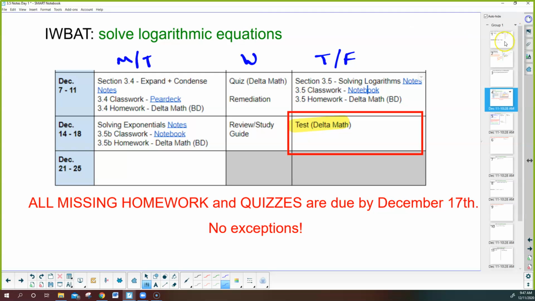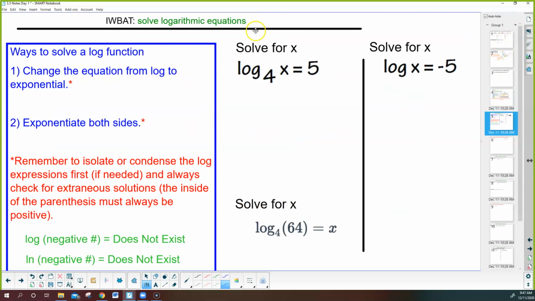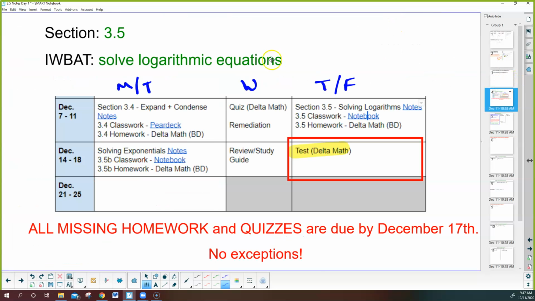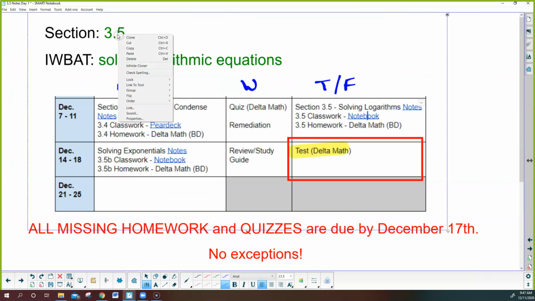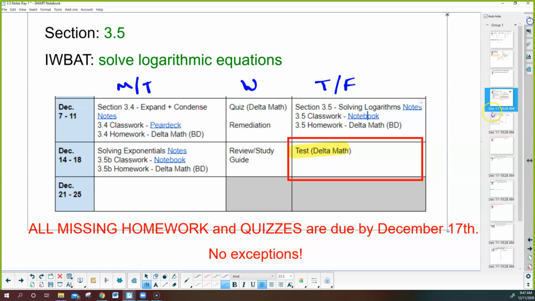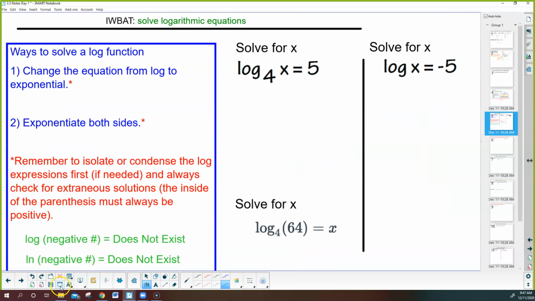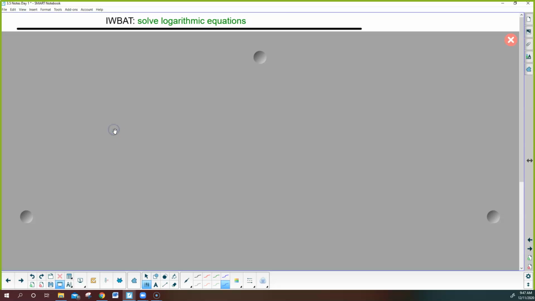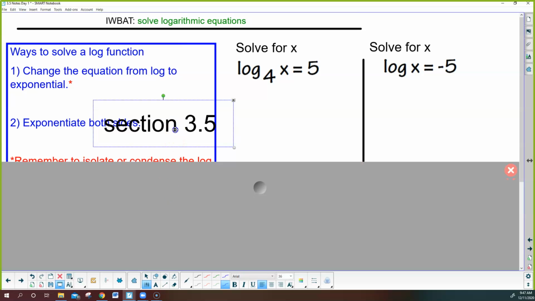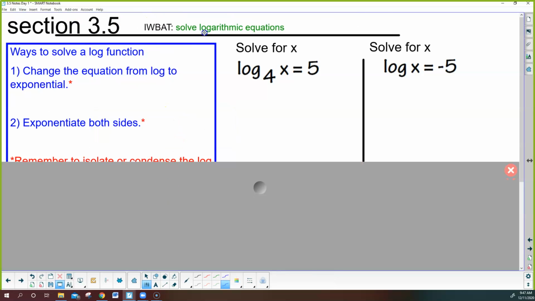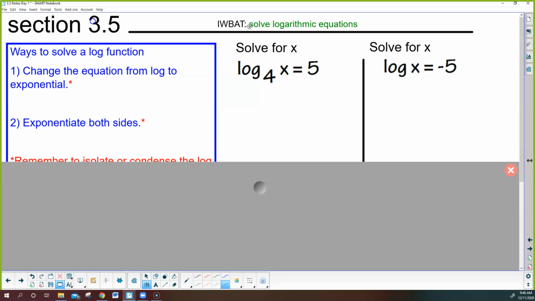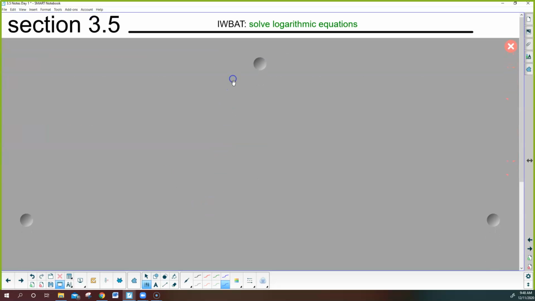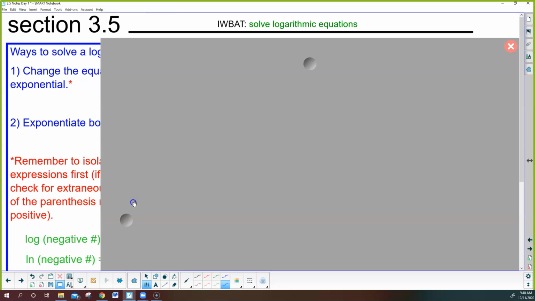Okay. So we're going to jump into 3.5. So this is section 3.5, and we're going to look at solving logarithmic equations. So we talked about all these properties of logs, but we've never once talked about how we solve them. And that's the goal today: we're going to equip you with the skills that you need.